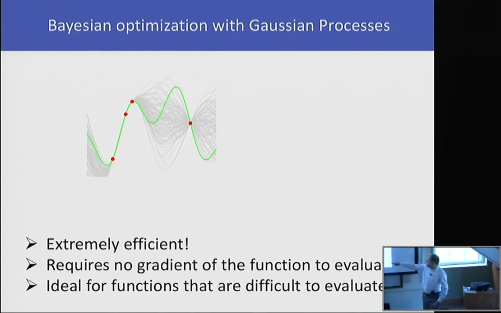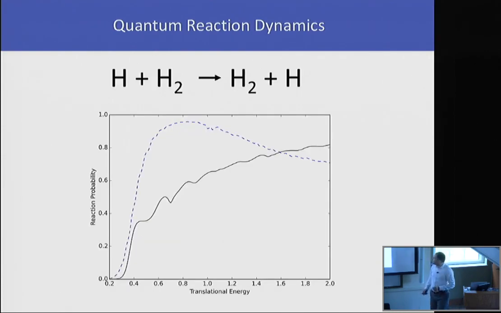Okay, and in our case, of course, this is going to be the case, because these red dots are going to be the results of the quantum dynamics calculations. So we want to do as few of those as possible. Okay, so I'm going to show a few examples now.